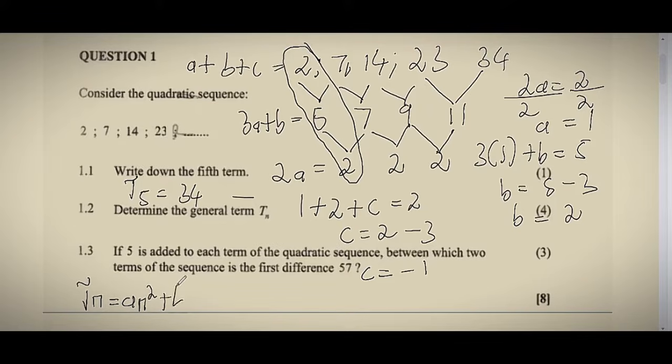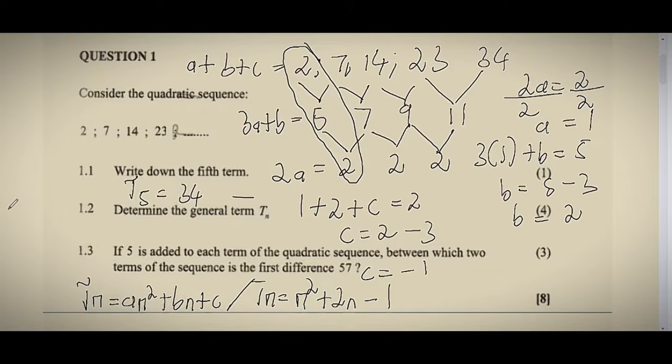an squared plus bn plus c, right? So that means our Tn is equal to, our a is 1, so that's just n squared, and then our b is 2, so plus 2n, then our c is -1, so -1. So we have our general term now: n squared plus 2n minus 1. That's how you were expected to solve this, right?